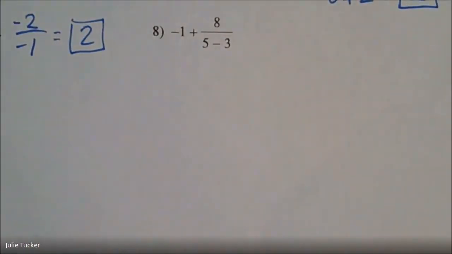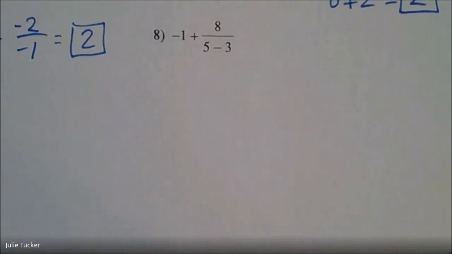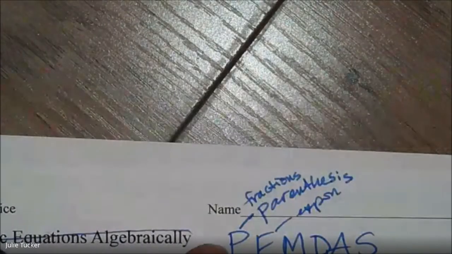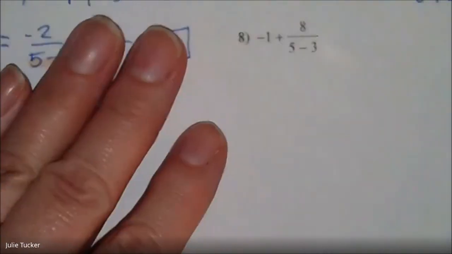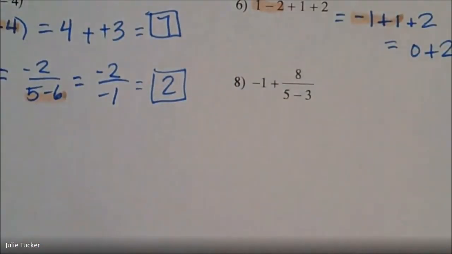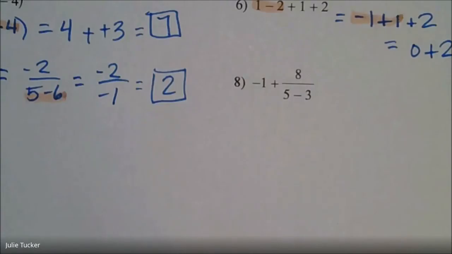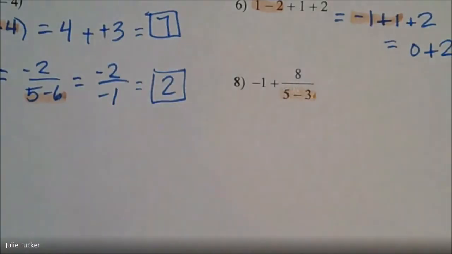All right, let's look at number 8. This is the last one. What do I do first? I don't know. Well, you're supposed to look for grouping symbols first, right? Parentheses and fraction bars. So isn't there a fraction bar? Yeah. So is there a problem that you can do that's part of your fraction? -3. Good. So that's what you should do first.